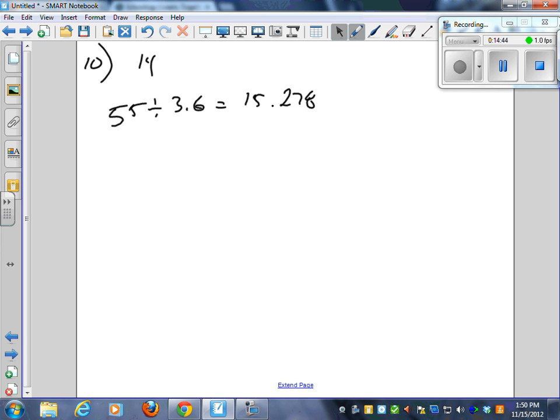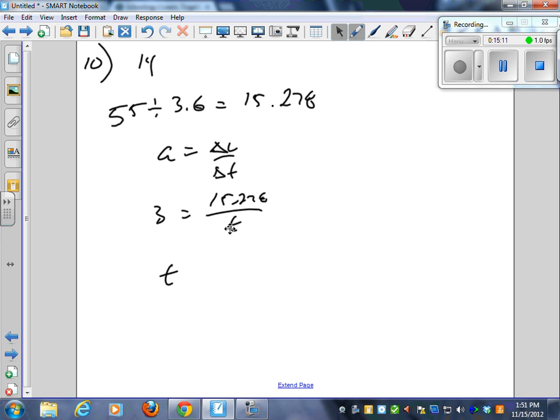Then you're going to write A equals delta V over delta T. 3 equals 15.278 all over T. Now, this is a problem. If you don't know what to do with this, you need to get this straightened out immediately. This is just basic algebra solving here.